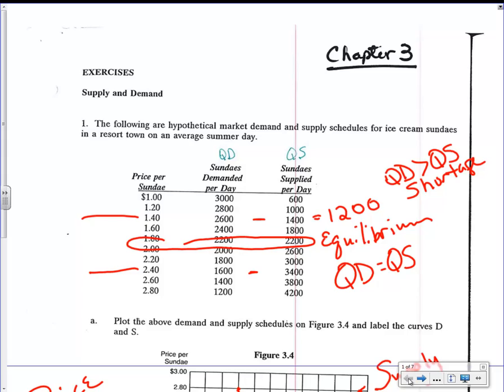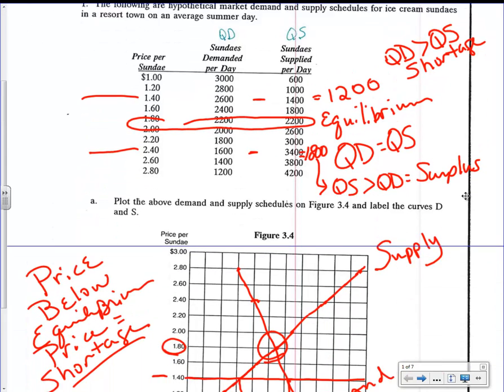1,600 minus 3,400, we have a difference of 1,800. So now quantity supplied is greater than quantity demanded, so we have a surplus. We have a surplus of 1,800 sundaes. We can also see this on the graph.